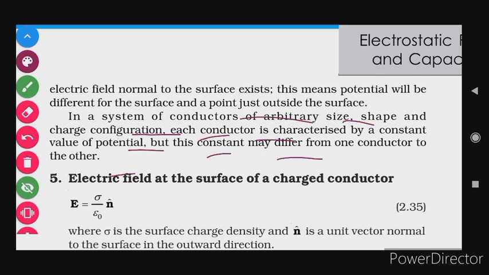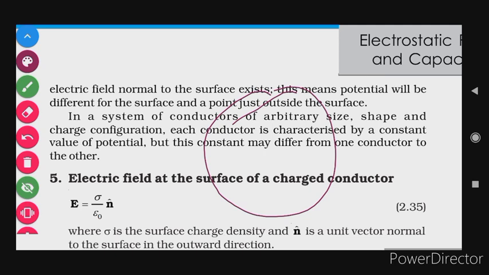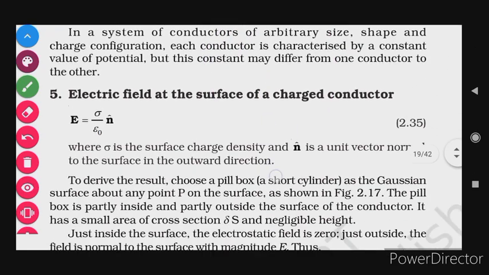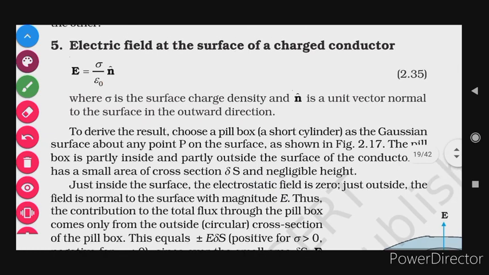What matters is that any conductor will have the same potential throughout its inside and on the surface, not outside. The value of potential will depend on the size and shape of the conductor and the charge configuration, but it will be the same for a given conductor. The potential value will be the same inside or on the surface. Now we'll move to the fifth point, that is the electric field at the surface of a charged conductor.